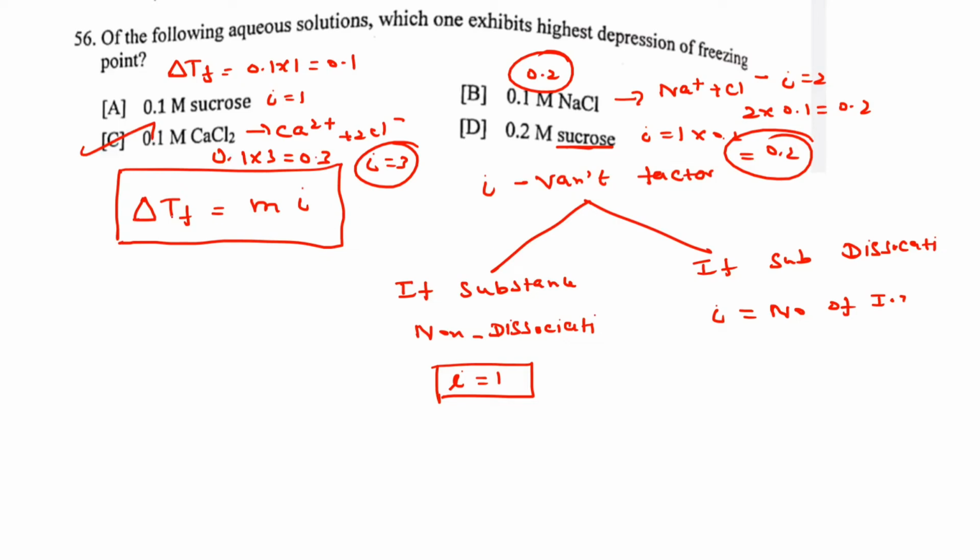If you know the formula, delta Tf is equal to what? m into i. What is i? The Van't Hoff factor. If non-dissociative, the i value is 1; if it dissociates, it is the number of ions. The number of ions is equal to the i value. Okay, let's go to the next question.